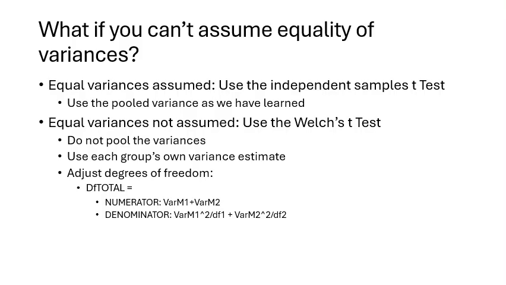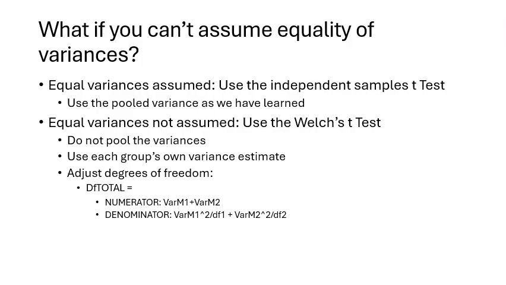What if you find out that your data doesn't meet that assumption? Well, first off, if it does meet the assumption, then you're fine. You can use the independent samples t-test, and you'll do that test using the pooled variance, or var pooled, the way we've learned.